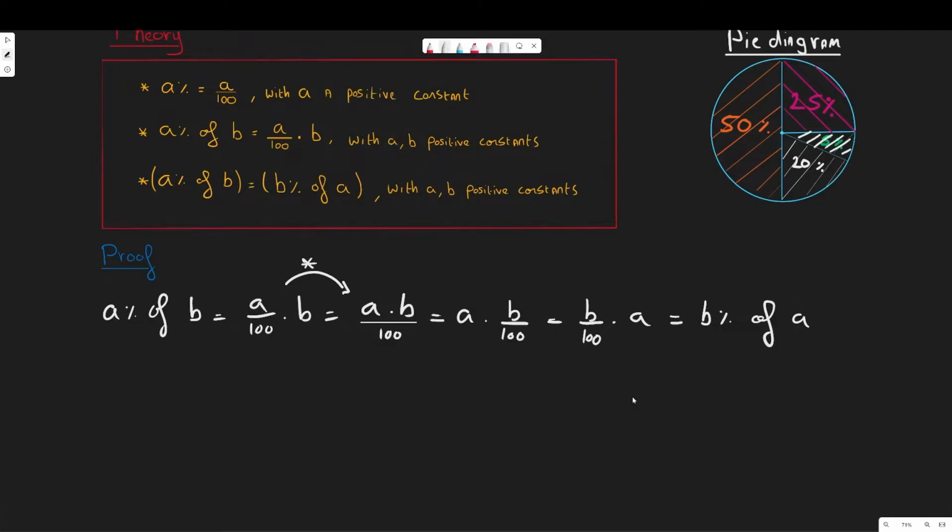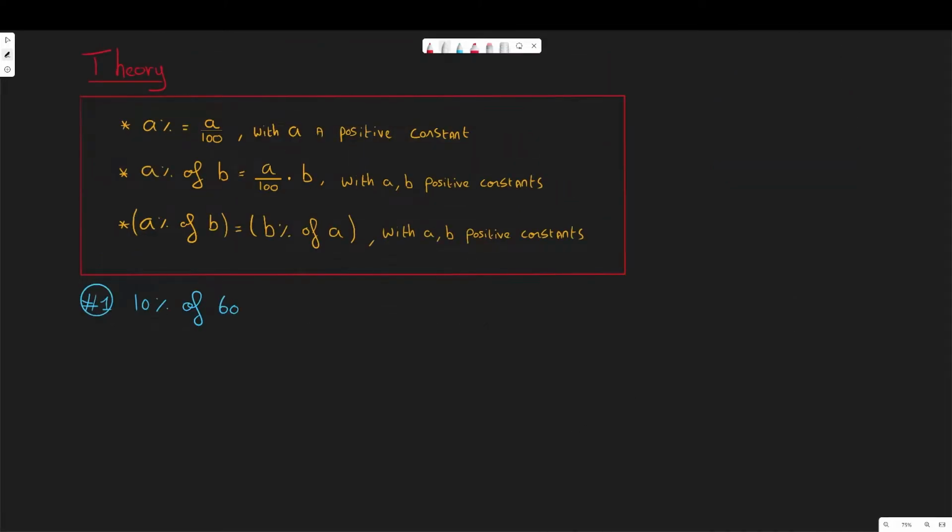Well, let's do some exercises. For our first problem, we want to calculate 10% of 60. Well, 10% of 60 can be written down according to our theory as follows. 10% of 60 is 10 out of 100 times 60. Well, 10 out of 100 is just 1 over 10 times 60. So this will be equal to 60 over 10. And 60 over 10 is just 6.